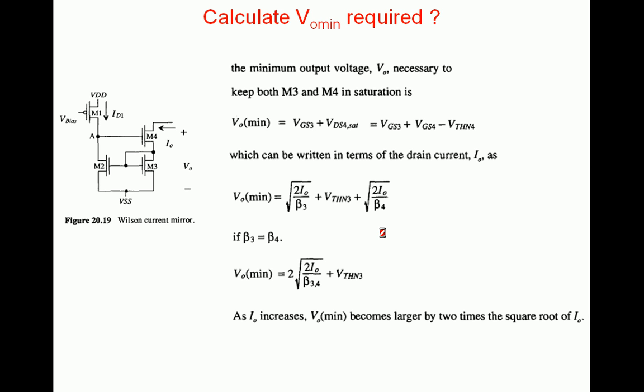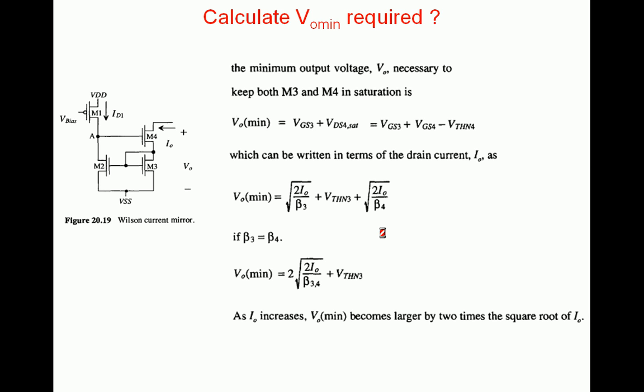Calculate V0 minimum required. The meaning of V0 minimum is the minimum output voltage required to keep both output transistors in saturation. I0 has to be constant, which is only possible when both the transistors are in the saturation region. So how much minimum voltage must we maintain across the M3 and M4 transistors such that I0 is constant.